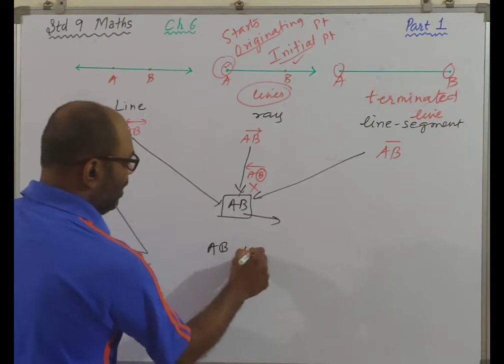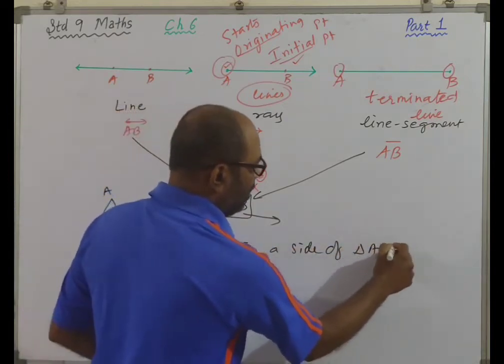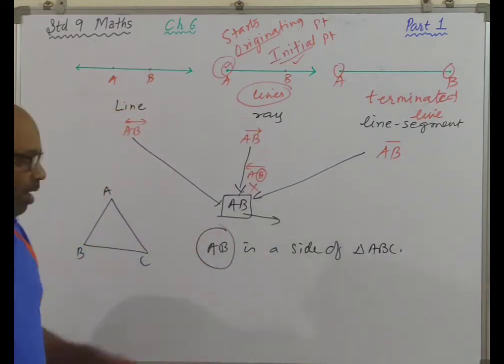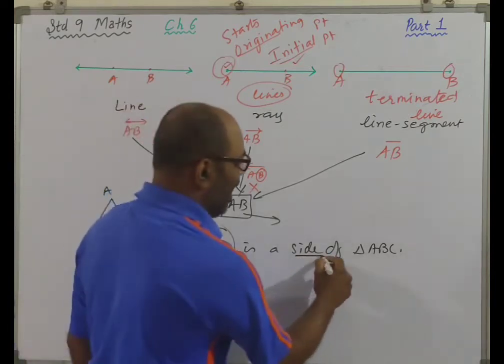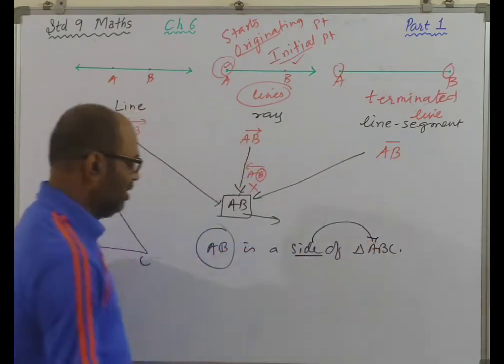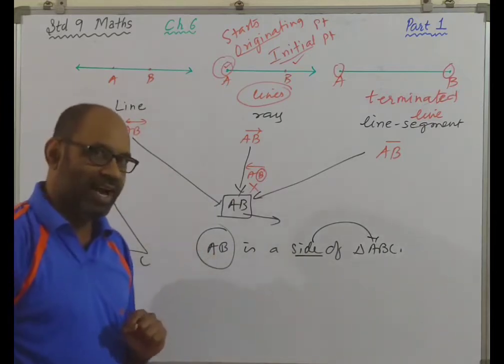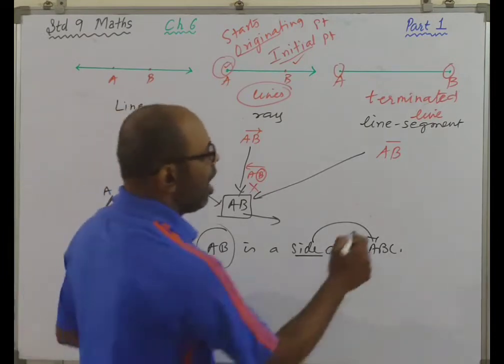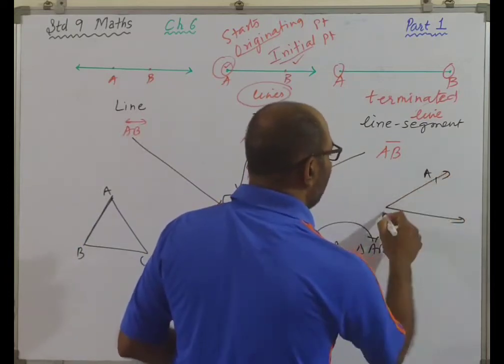Alright, AB is a side of triangle ABC. मैंने ये AB लिखा है statement में. अभी ये line है, ray और line segment है. We are talking about side of triangle, and side of triangle is a line segment. So here आपको समझ लेना है, AB stands for line segment AB. आपने इसके बारे में भी सोच समझा है.